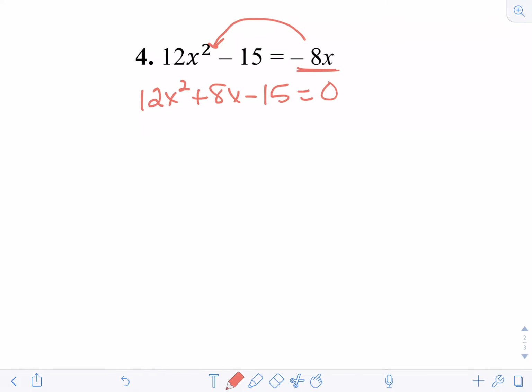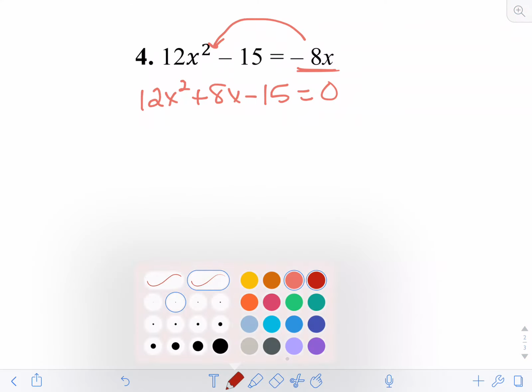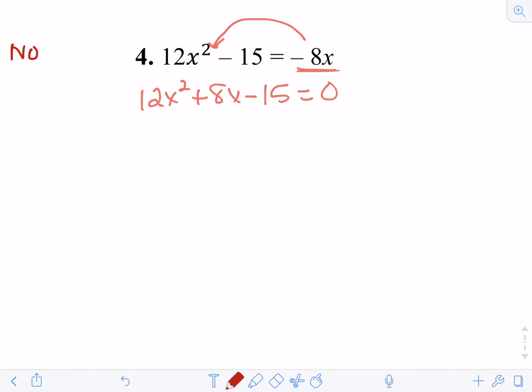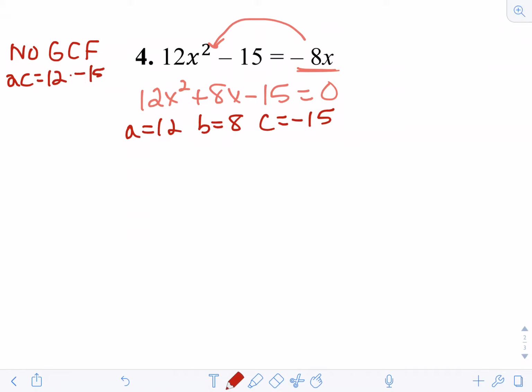And then there is no GCF here because 15 would only be 3 and 5. I can't pull a 3 or a 5 out of 8. So there's no GCF. A is equal to 12, B is equal to 8, C is equal to negative 15. AC method would be 12 times negative 15. So AC would come out to be negative 180.